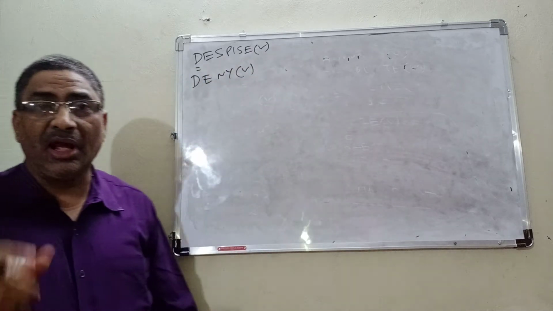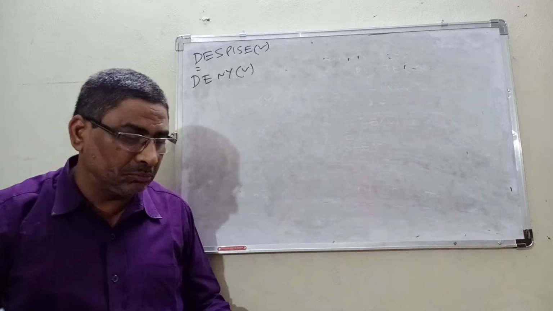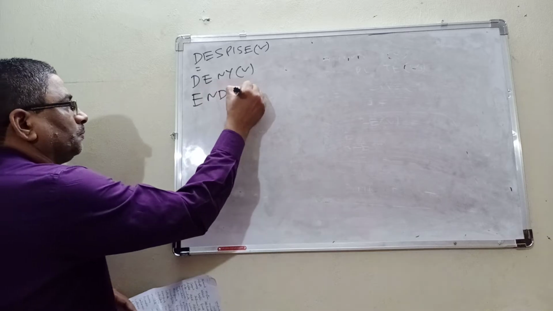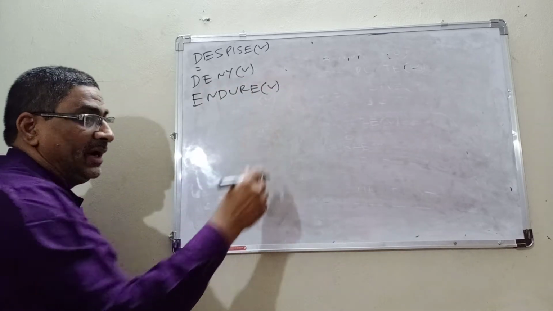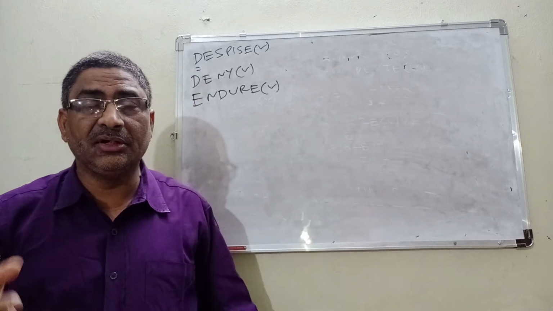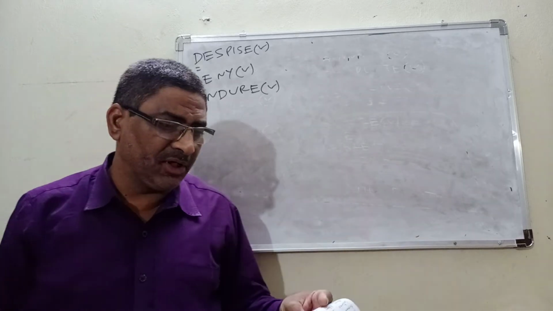Deny. Deny means oppose or object, to say no. Endure means tolerate or bear. Right? Endurance limit, we use the word. Endure means tolerate or bear.